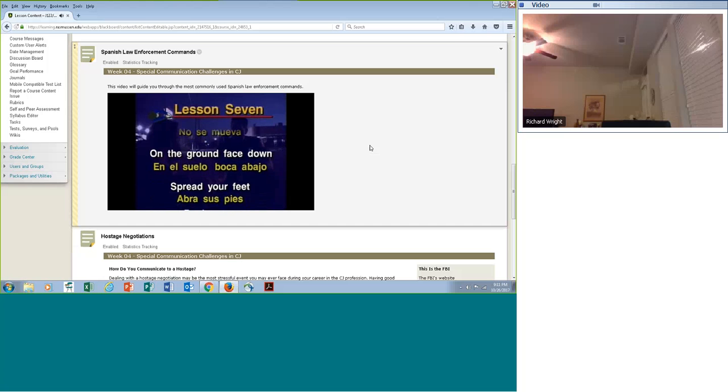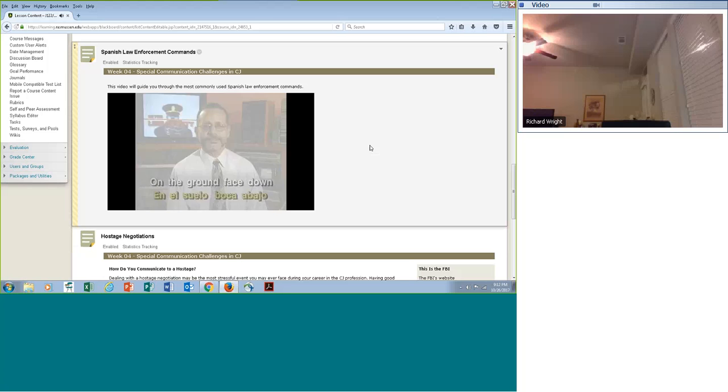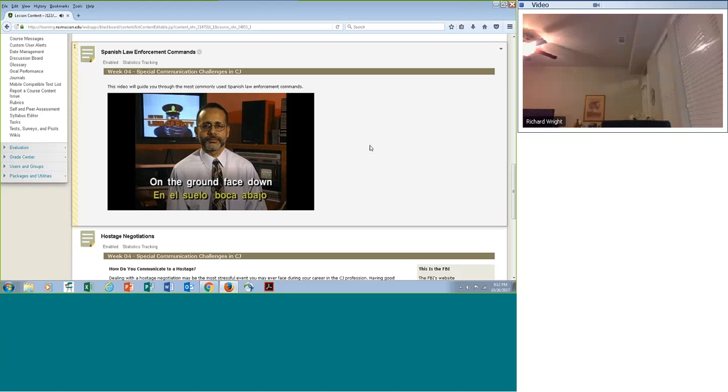Let me see your hands. Déjeme ver sus manos. Wait here. Espere aquí. You are under arrest. Está arrestado. You are not under arrest. No está arrestado.